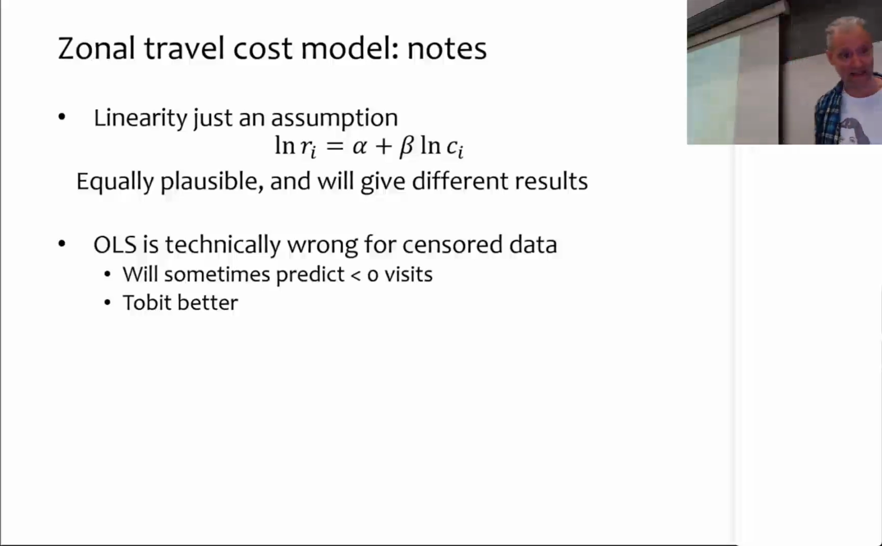I suggested using OLS, which is convenient but wrong because you can't have fewer than 0 visitors, right? It's not that if the price goes high enough then all of a sudden the park starts producing people that leave the park, right? That doesn't work that way. So if you want a model that doesn't predict fewer than 0 visitors, then you should switch from OLS to Tobit, right? That's typically something you get in the masters only.